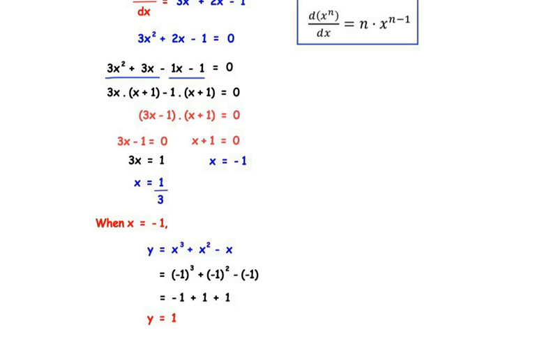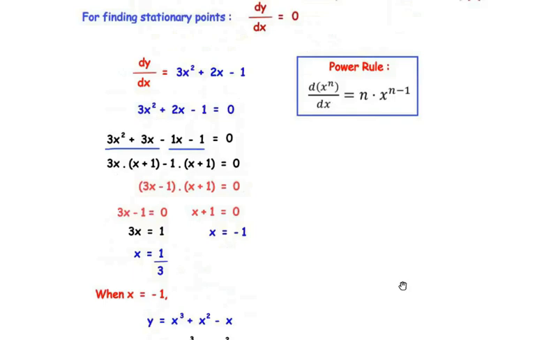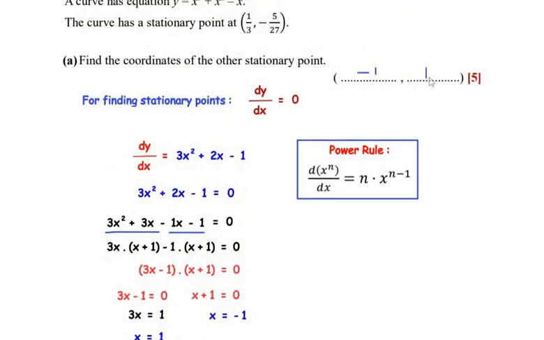So the coordinates of the other stationary point is (-1, 1). So let us write here x is -1 and y is +1. This is our answer. Let us move on to the B question now.